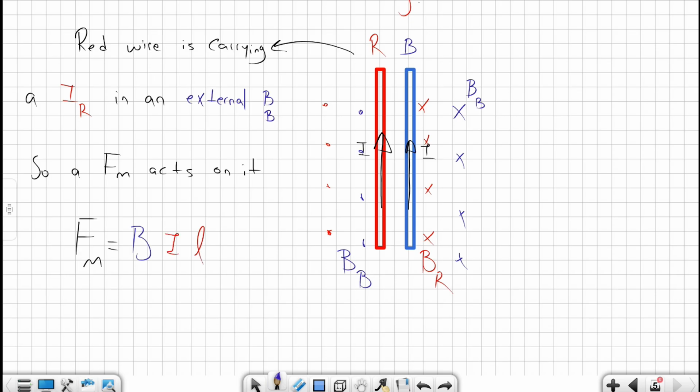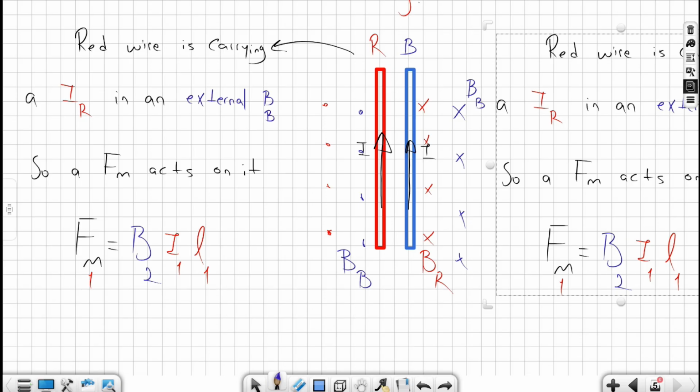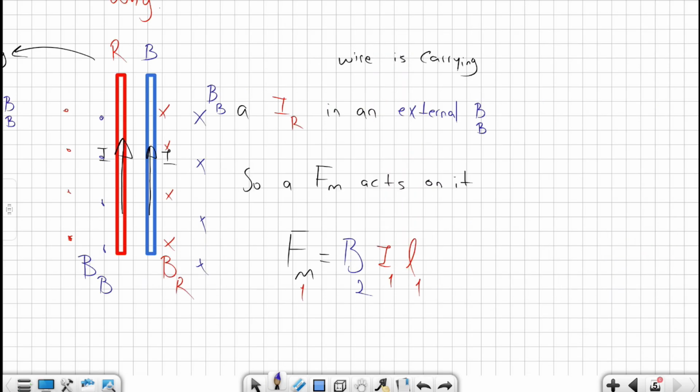If you remember, we said that B is always the external, I and L are the wire itself. So magnetic force acting on wire 1, I1, L1, but B is always external. Let's copy this to the other side and change the reds to blue and blues to red.